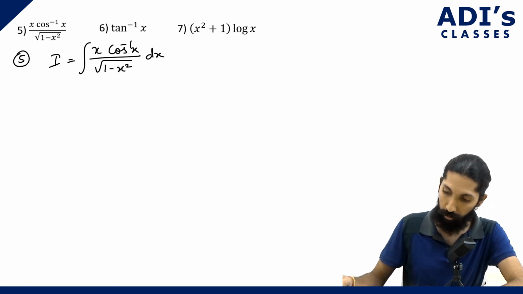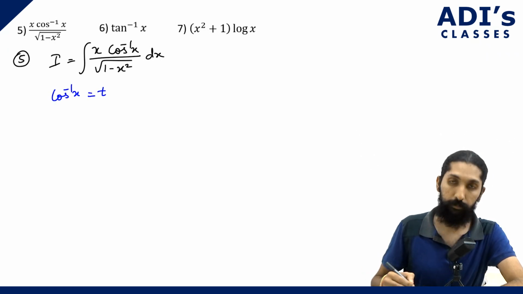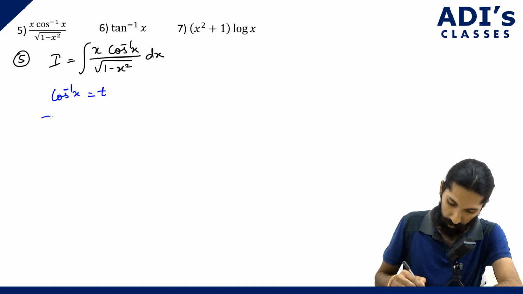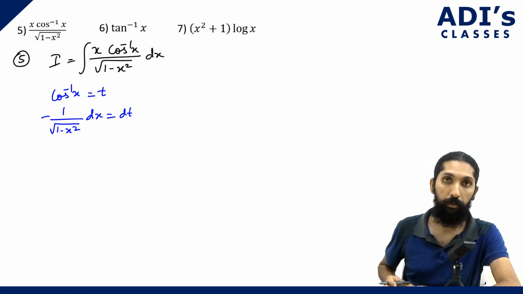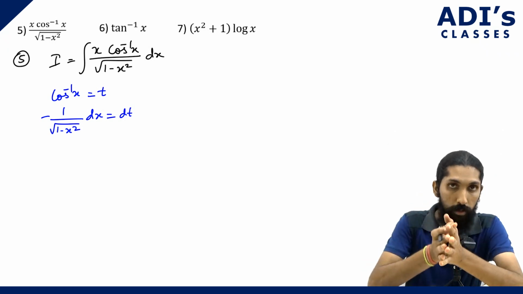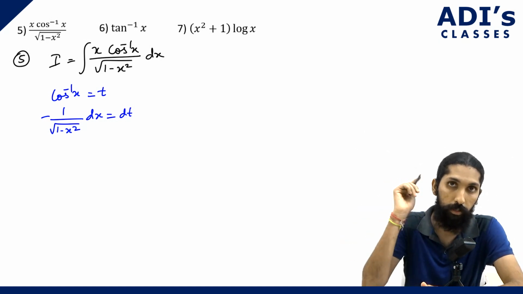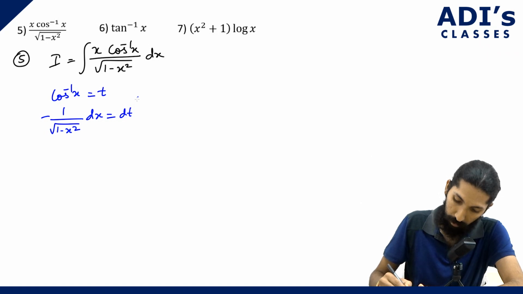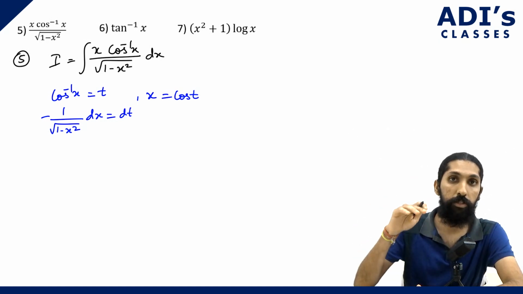So, substitute, the first part is what? Cos inverse x as t. So, minus 1 by root of 1 minus x square dx is dt. Okay. Now, we have that. But what is x? If cos inverse of x is t, then x is equal to cos t, correct? That means here x is equal to cos t. So, substitute that. So, our entire integral changes.